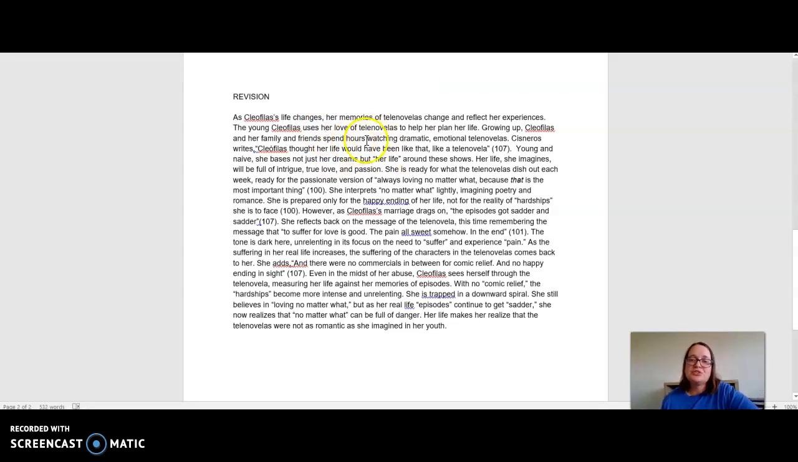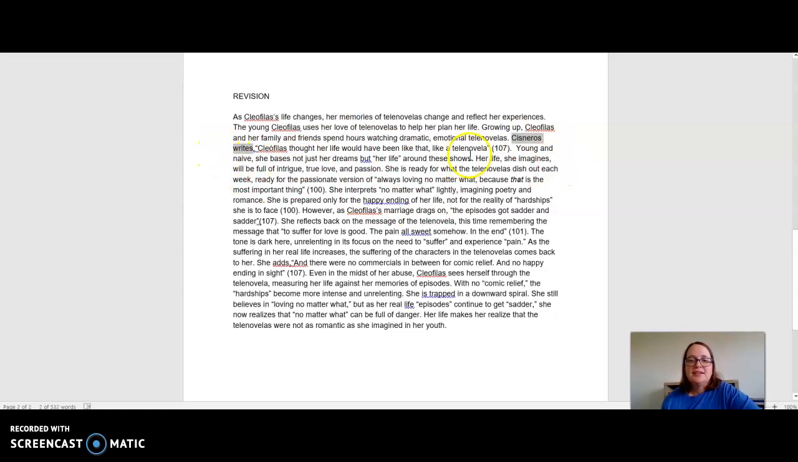So again, it shows that she watched dramatic, emotional telenovelas. I think the original said overly emotional. That's evaluative. Overly compared, based on what? They are emotional. That genre is emotional. But to say overly emotional, you're getting into evaluative language. So that's just another revision. Step back from that. And then we have consistent signal phrases.